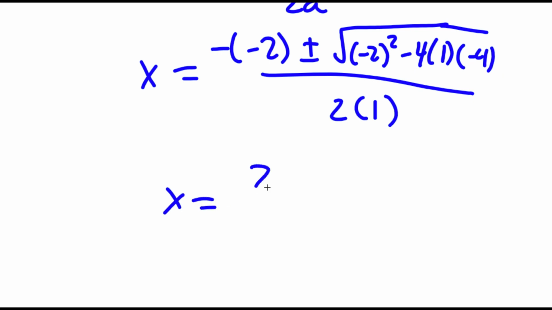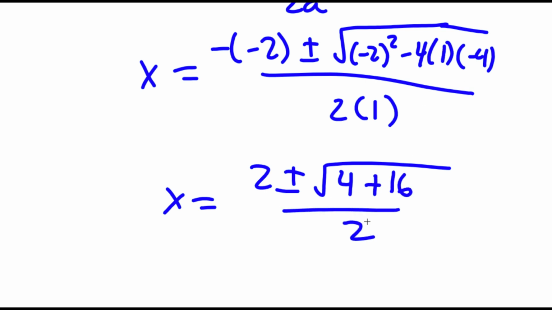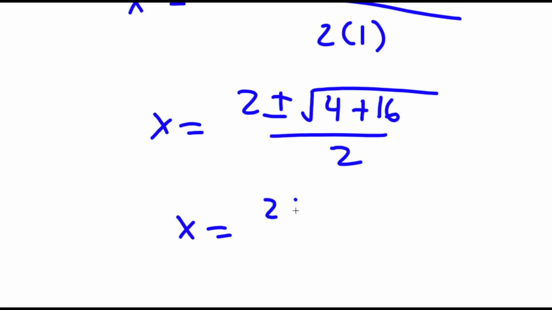Now this is equal to 2 plus or minus the square root of negative 2 squared is 4, minus negative 4 times negative 4 is positive 16, over 2. So now this is equal to 2 plus or minus the square root of 20 over 2.